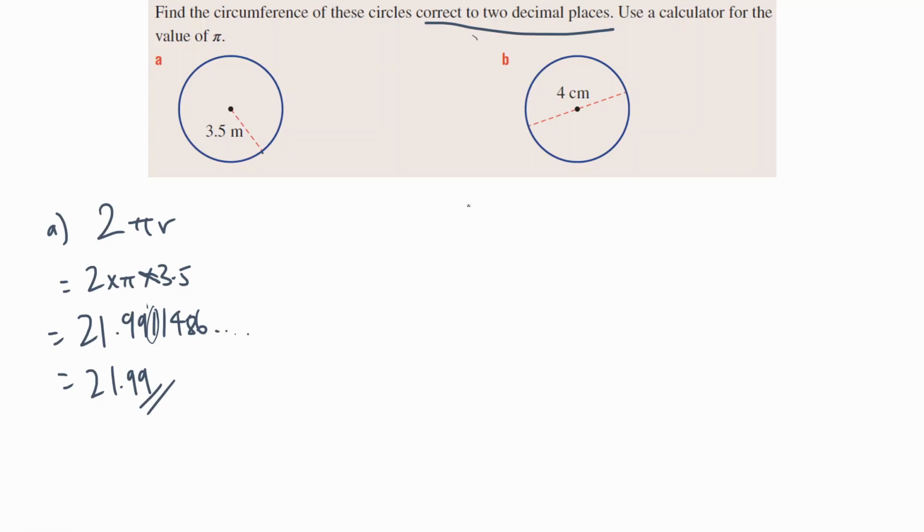And the next question, question B, this one now has a diameter. We're going through the whole circle there. So the formula with the diameter was pi times d, and that will give me pi times 4, and now we're going to put that into our calculator. And that will give you a value of 12.57 when rounded.